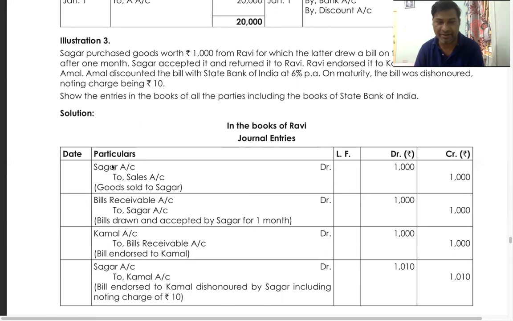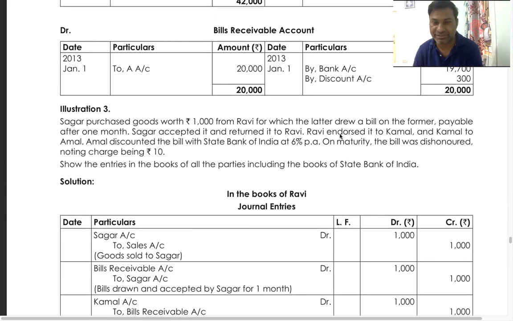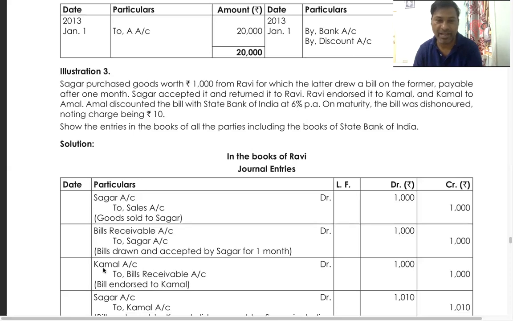On Sagar, the bill is drawn. Then in place of Sagar, you will write bill receivable. Bill receivable account debit 1,000 to Sagar. On whom you are drawing this bill? On Sagar, 1,000 rupees. Being bill drawn on Sagar and accepted by him for 1 month. Then what happened? Ravi endorsed that bill to Kamal. So Kamal account debit to bill receivable 1,000, being bill endorsed to Kamal.